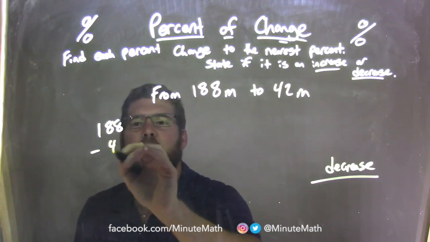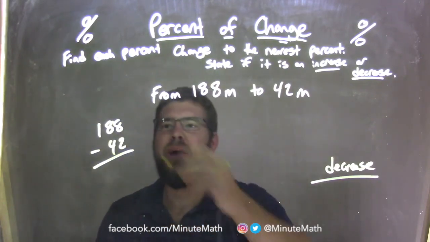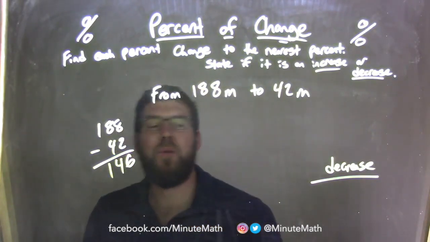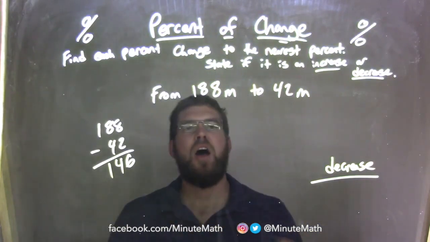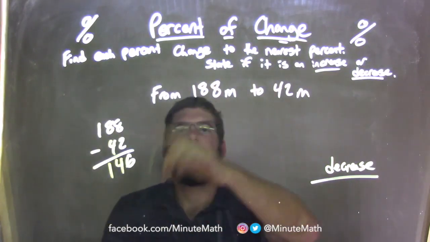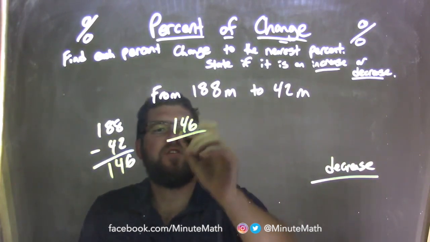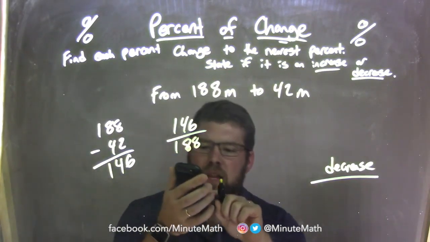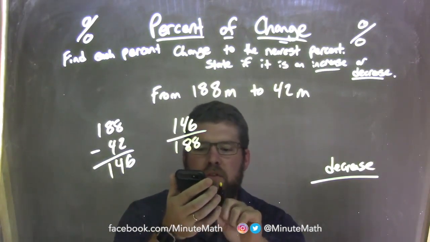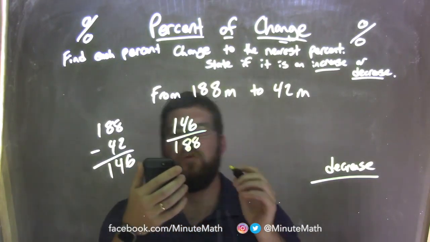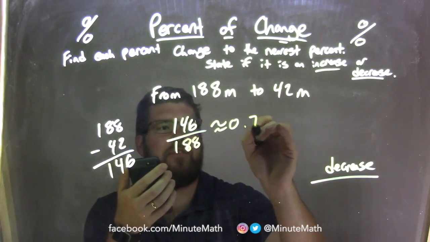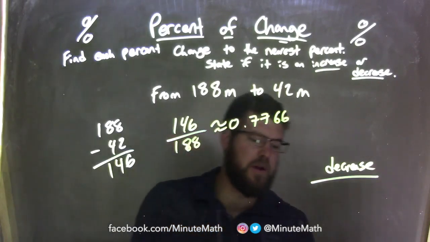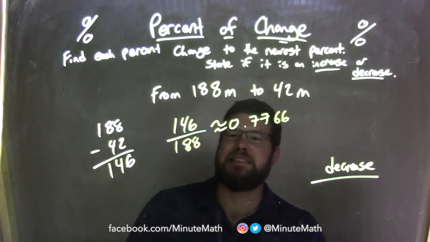188 minus 42. 8 minus 2 is a 6. 8 minus 4 is a 4. Bring down the 1, and we have 146 here. 146 meter decrease. That's a large decrease. So we're going to take that 146 and divide it by our first number, 188. 146 divided by 188 comes out to be approximately 0.7766.